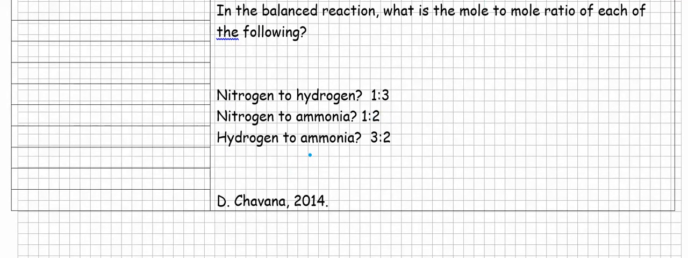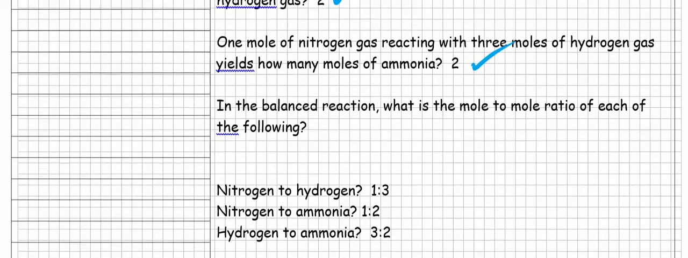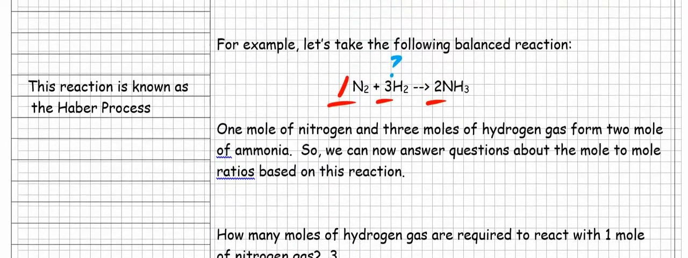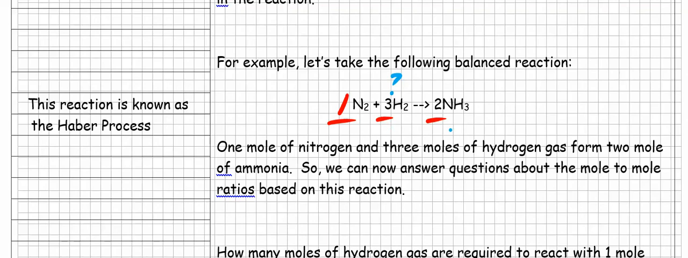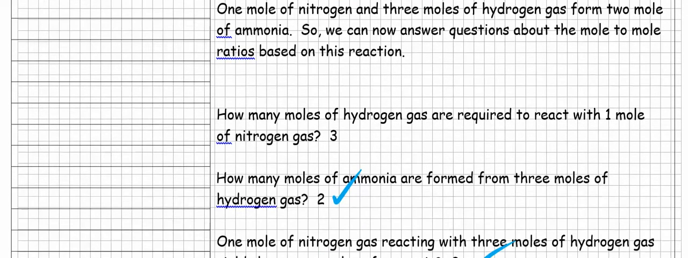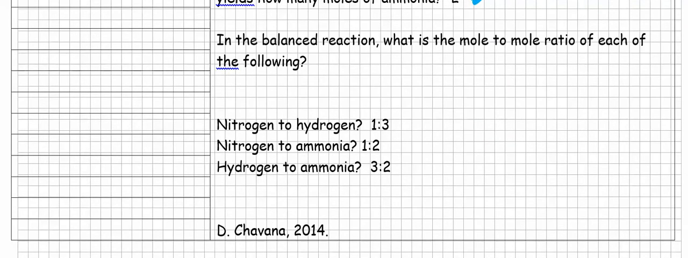And finally, hydrogen to ammonia. So if I look at those two, right? If I look at hydrogen and ammonia, 3 moles of hydrogen produces 2 moles of ammonia. And those are the relationships that I can ascertain from that balanced reaction. Nitrogen to hydrogen, nitrogen to ammonia, and finally hydrogen to ammonia, 1 to 3, 1 to 2, and 3 to 2 respectively, right? So those are the relationships that we've been looking for.